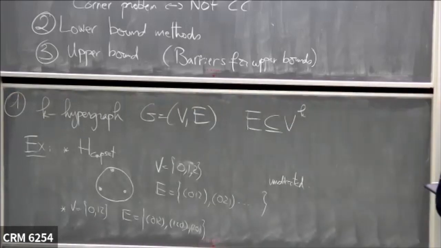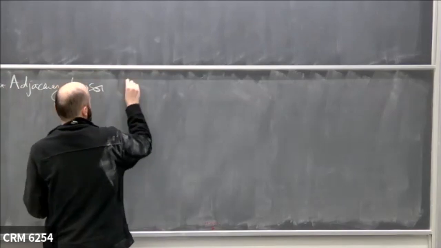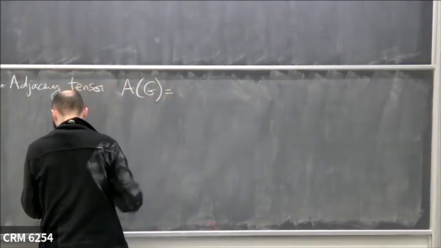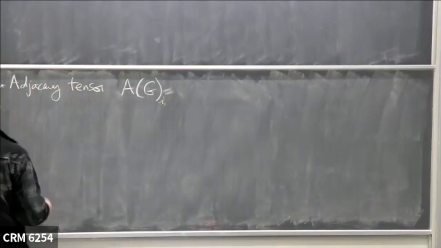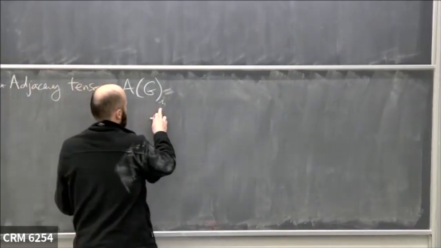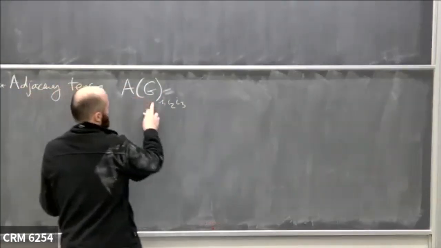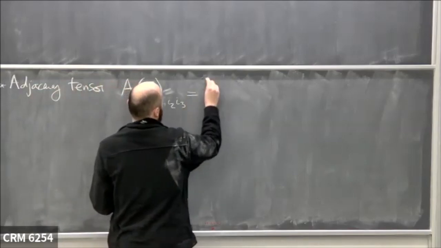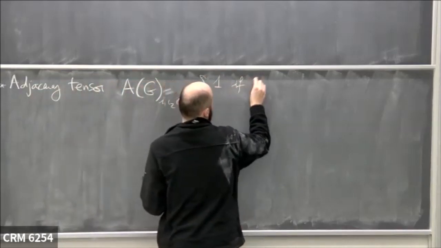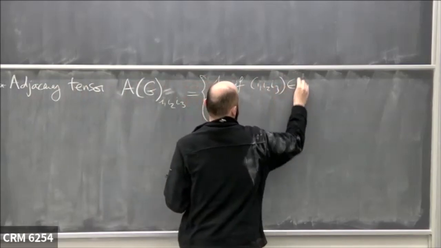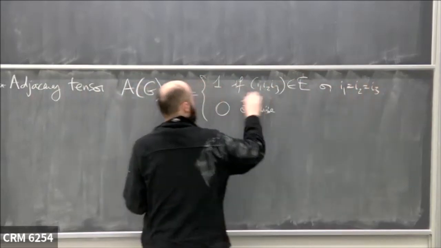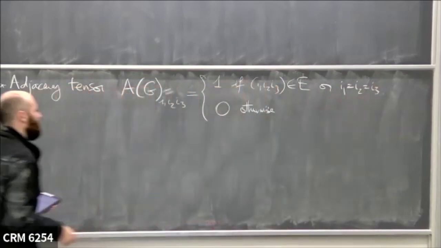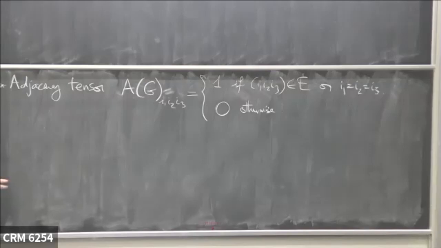So now let me move to the adjacency tensor A of G for a hypergraph G. In the rest of the talk, I'll assume K equals 3. Most of the things generalize to other Ks, but this simplifies the notation. So A of G is a 3-tensor, where I put a 1 if I1, I2, I3 is an edge, or I1 equals I2 equals I3, and 0 otherwise. Adding this will be quite useful when we take products. And this is just a way of representing a hypergraph.